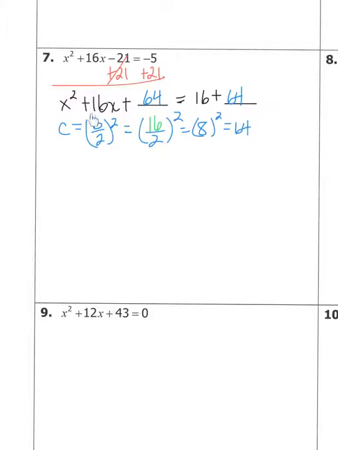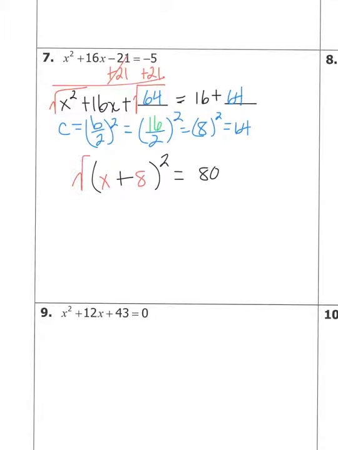And you have now created this perfect square trinomial, so it should factor as one set of parentheses squared. And on the right side, 16 and 64 is 80. Then you're going to take the square root of your bookends and put them here. So the square root of x squared is x. The square root of 64 is 8. And then the sign of your middle term, plus, goes here.